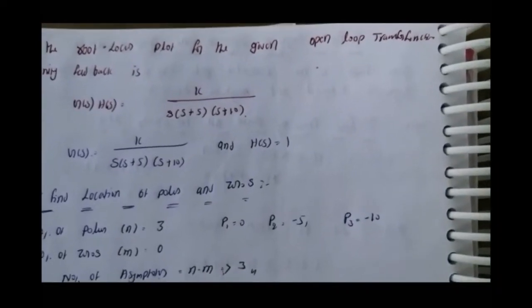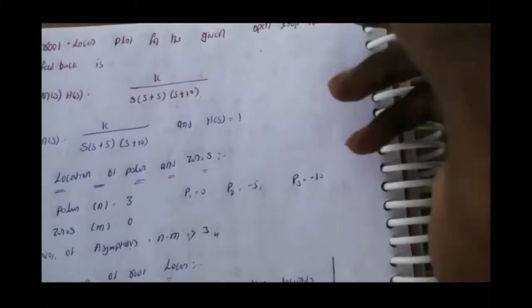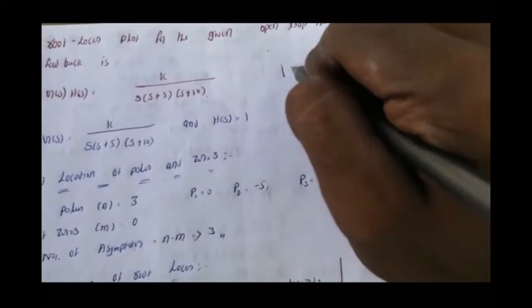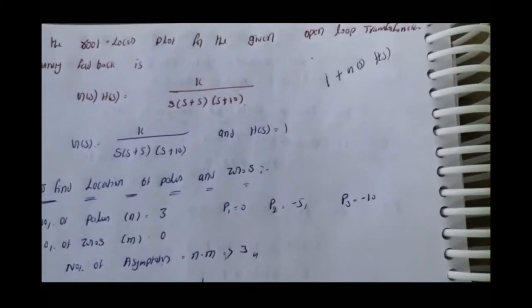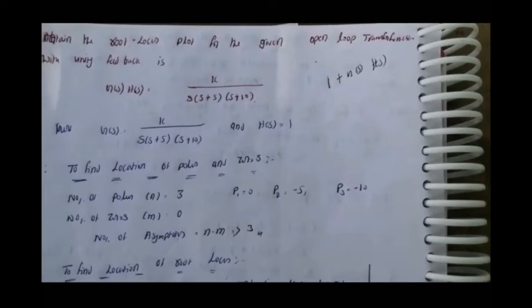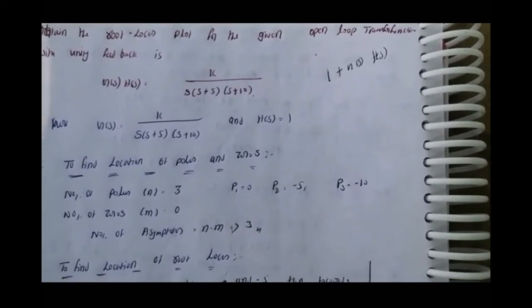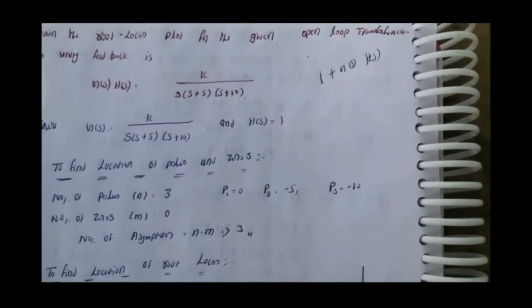So here the given transfer function is an open loop transfer function. If it is closed loop, we have to represent it like this: 1 plus G(s)H(s). Here they gave only G(s)H(s) equals K divided by s into (s plus 5) into (s plus 10). So G(s) can be written as K divided by s(s plus 5)(s plus 10), and H(s), with unity feedback, equals 1. So these are the terms given in the problem.